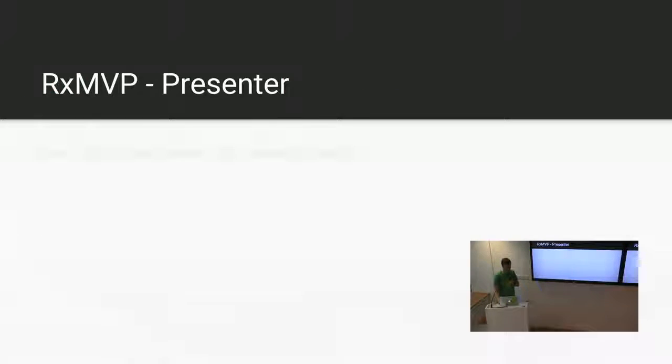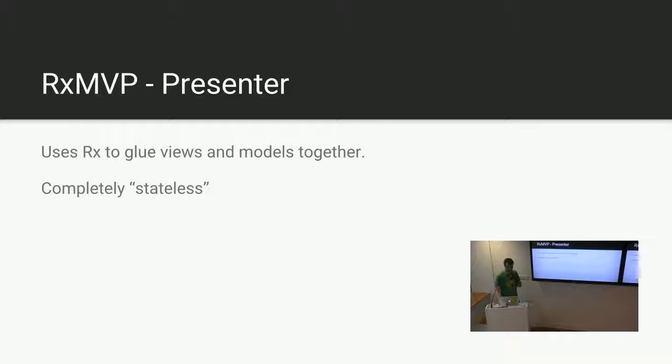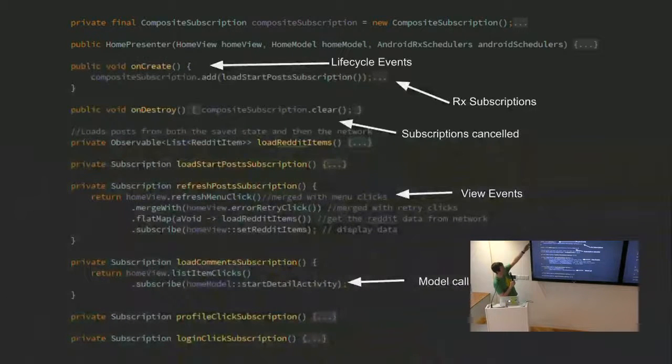Then we've got a presenter. And really, it's quite simple. Just uses Rx to glue all the stuff together and just connect it all up. It's completely stateless in that the state is contained by RxJava, so I don't have to deal with it anymore. And that's it there. So we've got a composite subscription, which is just a group of subscriptions. If anyone doesn't use Rx, subscription basically is a way of cancelling off an asynchronous operation.